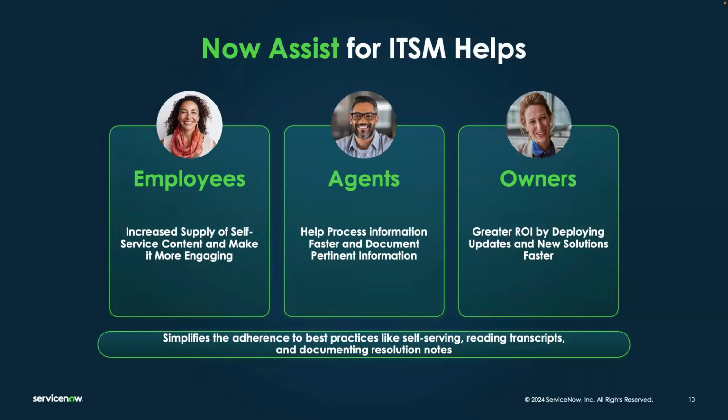And for agents, they can get up to speed faster. Many times that means quickly picking up where the last agent left off. And so service owners can resolve outages faster by getting to the root cause faster. Furthermore, they're assisted with post-incident reviews and communications.